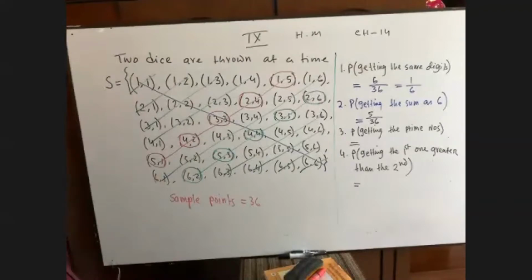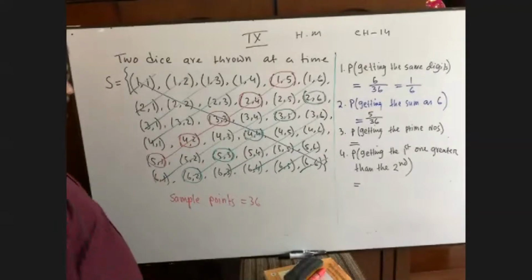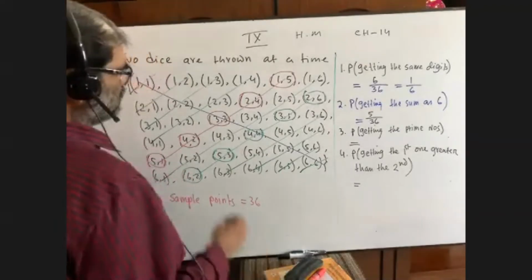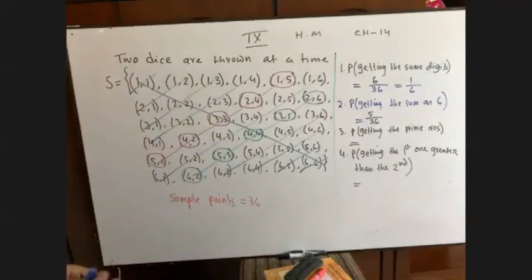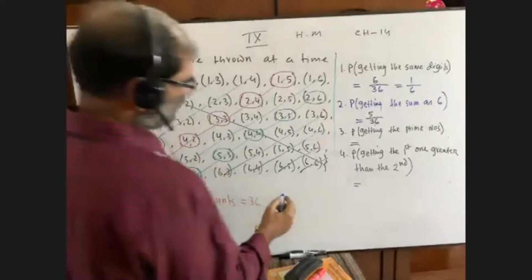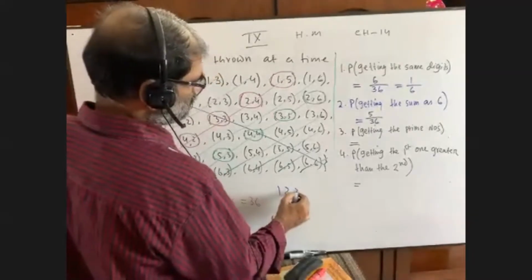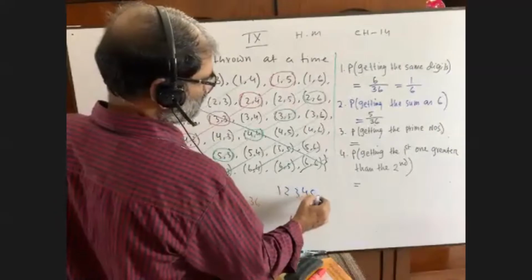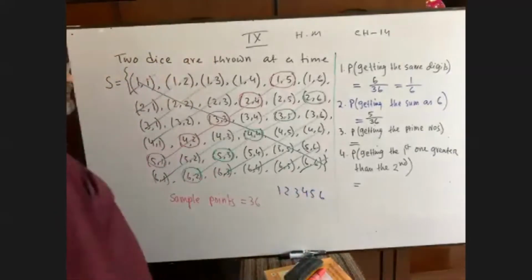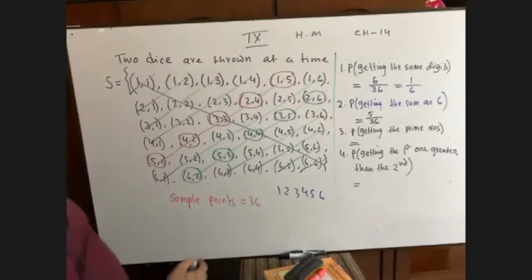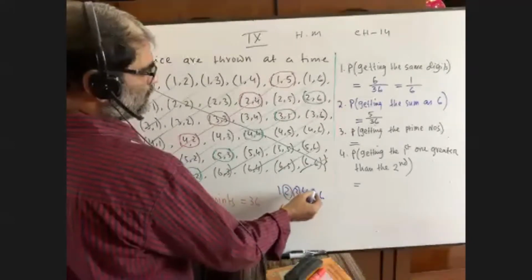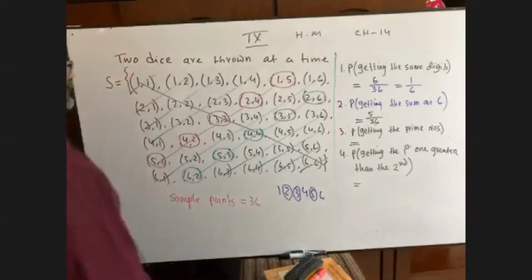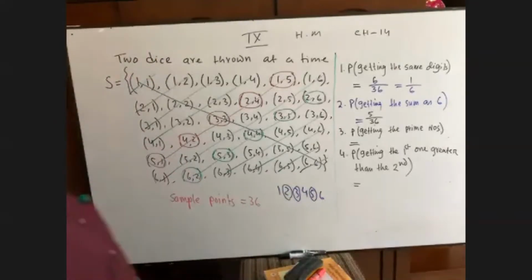Now, question number 3, getting the prime numbers. What are the prime numbers here? Out of 1, 2, 3, 4, 5, 6, what are the prime numbers? 1 is not a prime number. 2, 3, and 5. So we'll get prime numbers for question number 3.